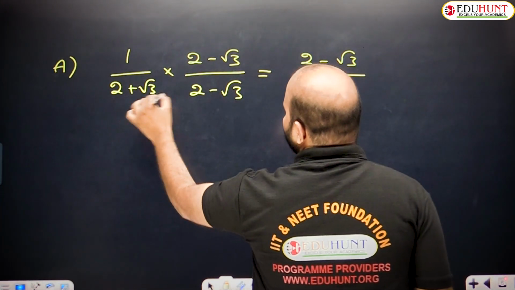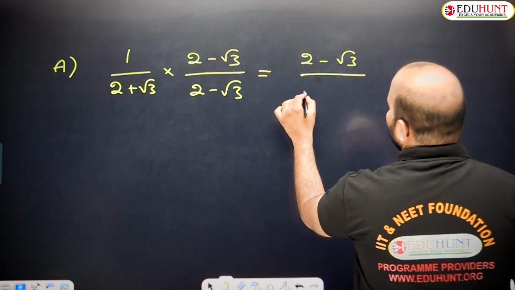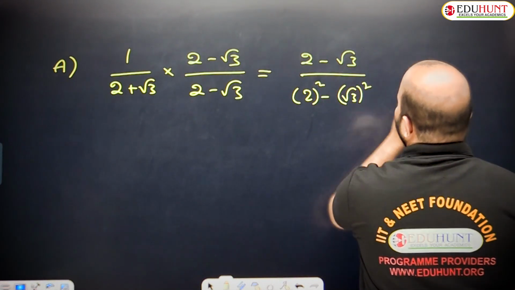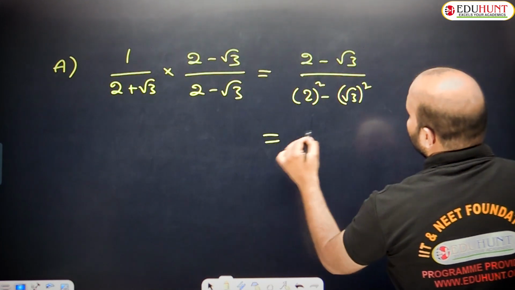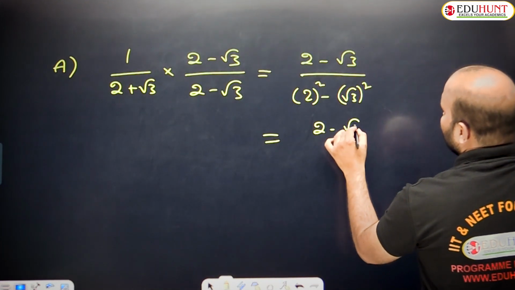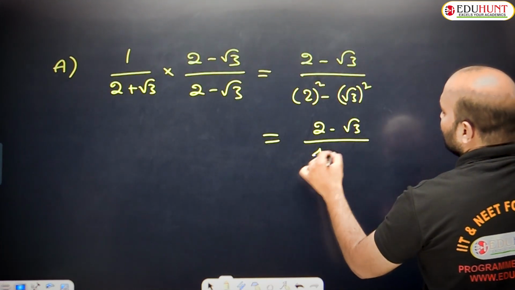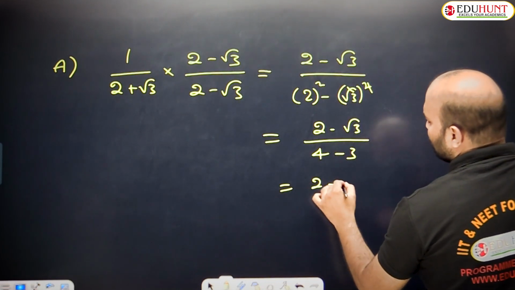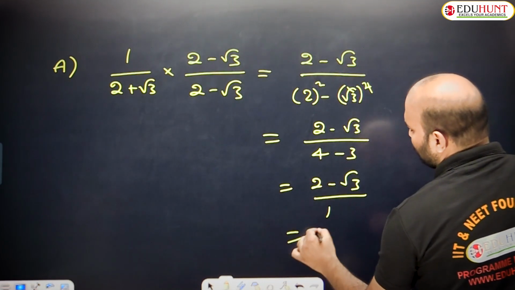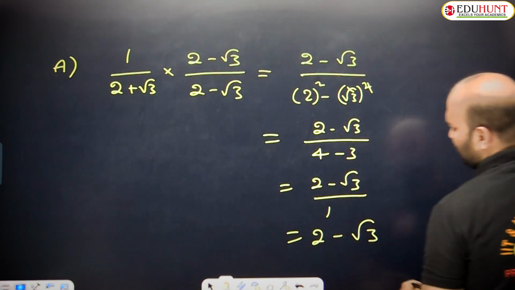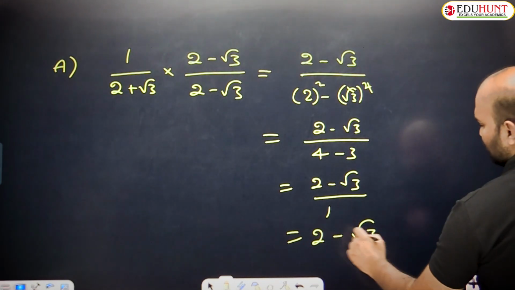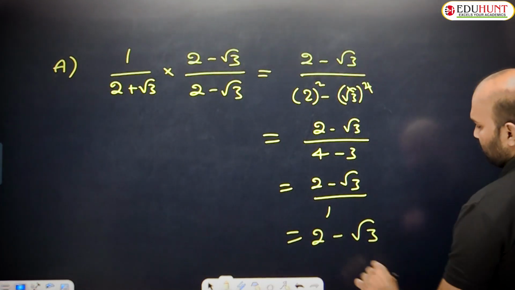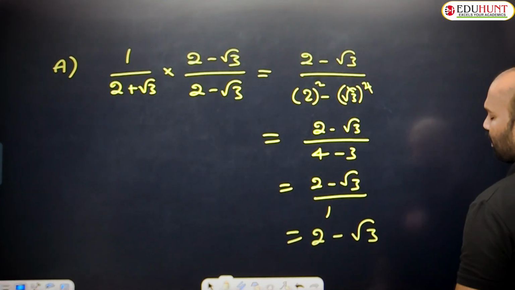This is the form of (a plus b)(a minus b). What is the formula? a square minus b square. The value of a is 2, b is root 3, whole square. So it can be written as 2 minus root 3 over 4 minus 3, the square root cancels. So 2 minus root 3 over 1 is nothing but 2 minus root 3. So 2 minus root 3 is also irrational, because root 3 is a non-terminating, non-repeating value.